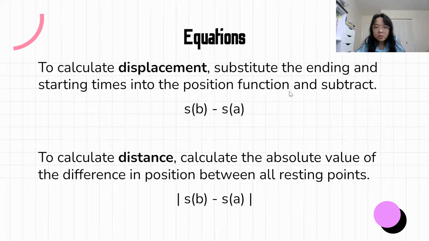So the equations for the two: to calculate displacement, substitute the ending and starting times into the position function and subtract them. To calculate distance, calculate the absolute value of the difference in position between all resting points, and then add them together.